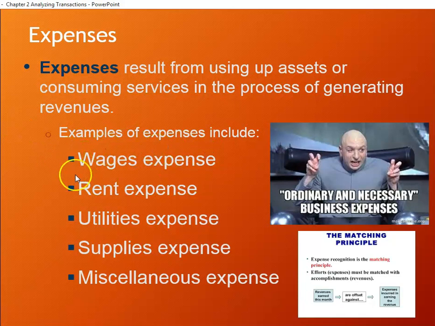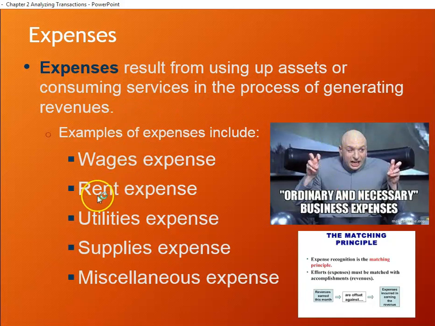Think about wages. You work somewhere, that business has wage expense, which is going to be related to generating revenues. Let's say that you're a cashier. There's going to be wage expenses for that. But that cashier totaled up sales in the process of generating revenue.